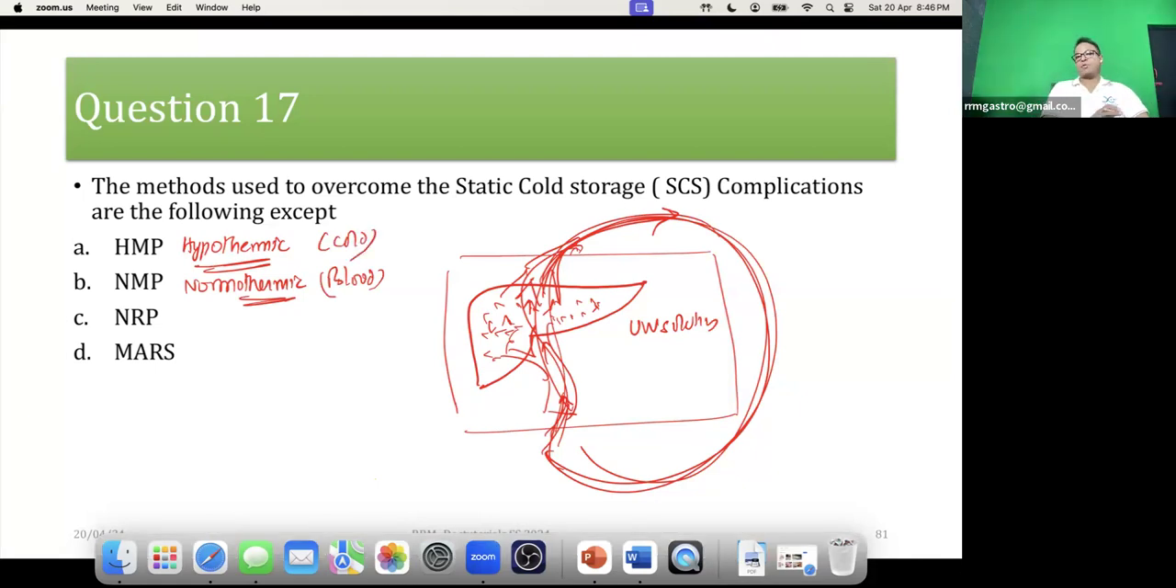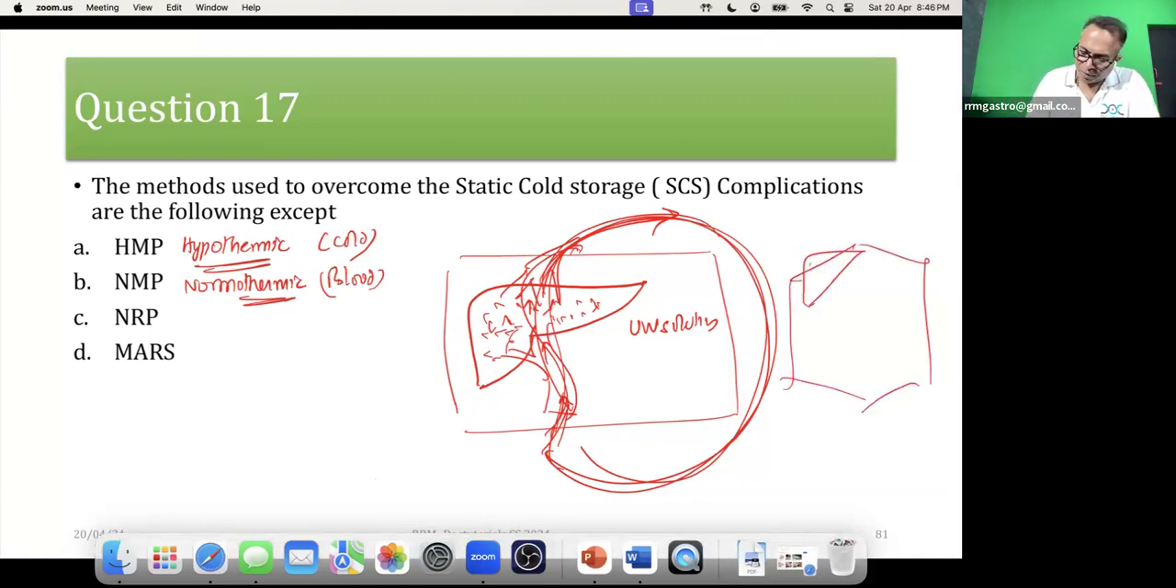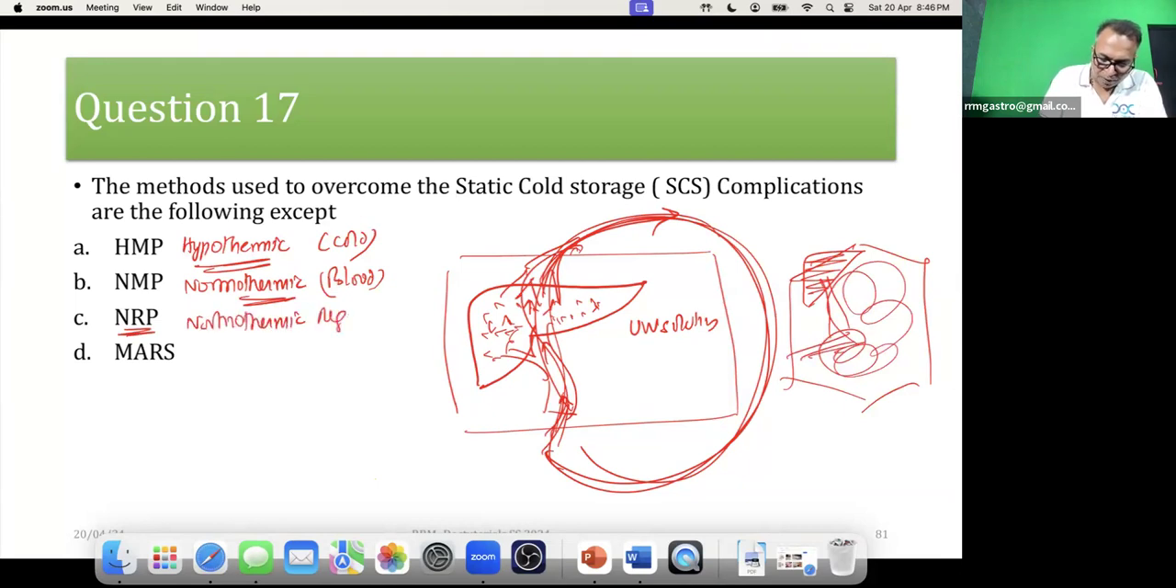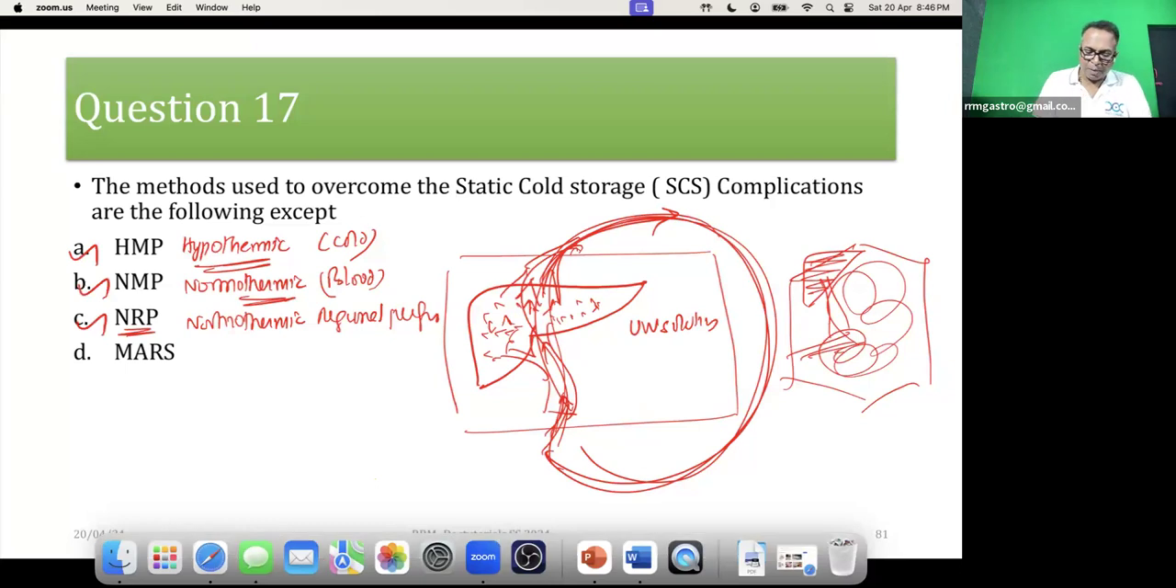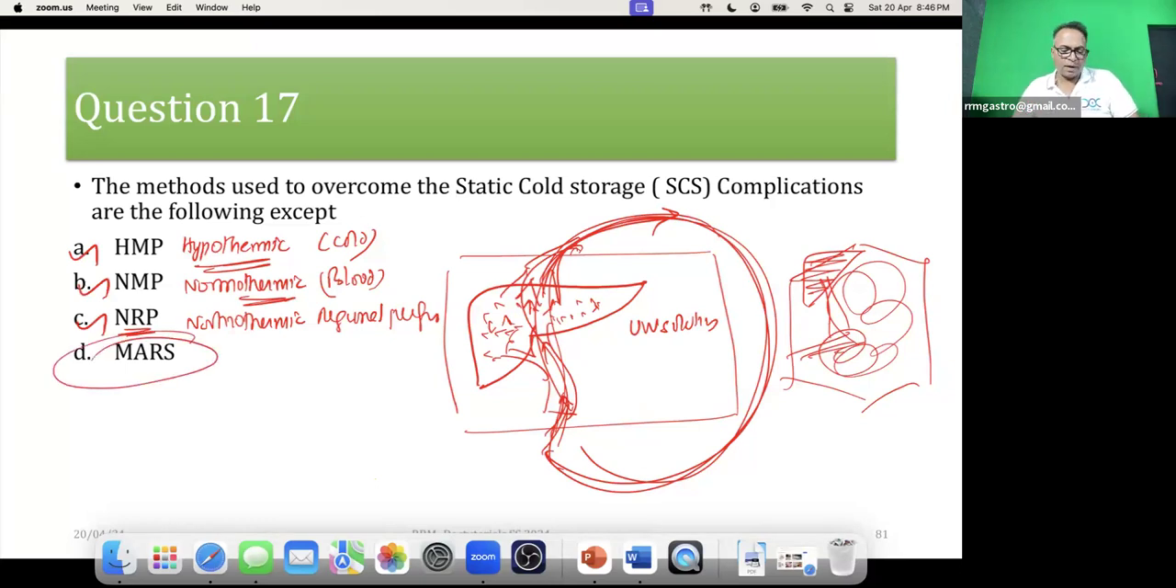Instead of taking the organ out and perfusing, let me perfuse the organ in situ in the abdomen itself. The organ is not taken out from the cadaver, from the brain dead donor, and the organ is continuously perfused, all the abdominal organs are perfused. That is called normothermic regional perfusion. So 3 types of perfusion are explained in Bailey and Love. So hypothermic, normothermic, regional perfusion. MARS is not a part of cold storage. Okay, it is different.